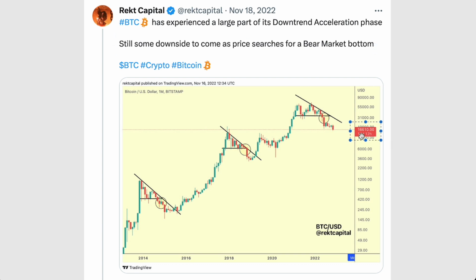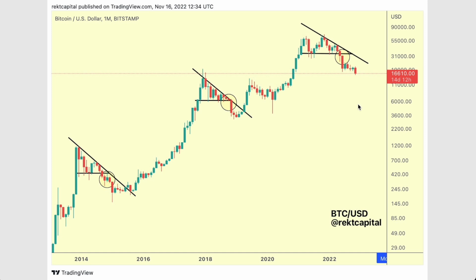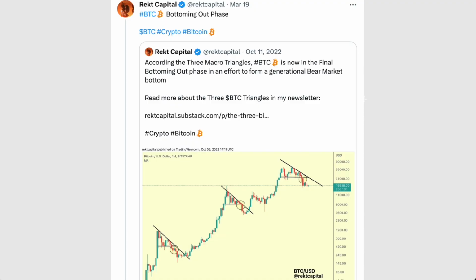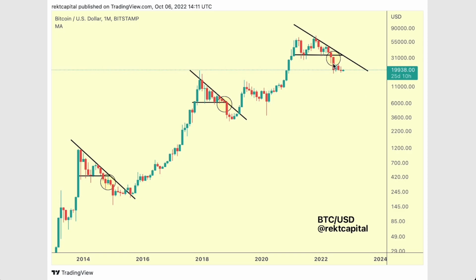And 16,600, in fact, at that time wasn't yet the bear market bottom. 15,500 was, and I believe perhaps even in that candle, maybe we got that shortly afterwards. I can't remember. But that's generally where post downtrend acceleration, we have a downside wick, and that final capitulation before moving onwards and forming a generational bottoming out period like we've seen in the past.